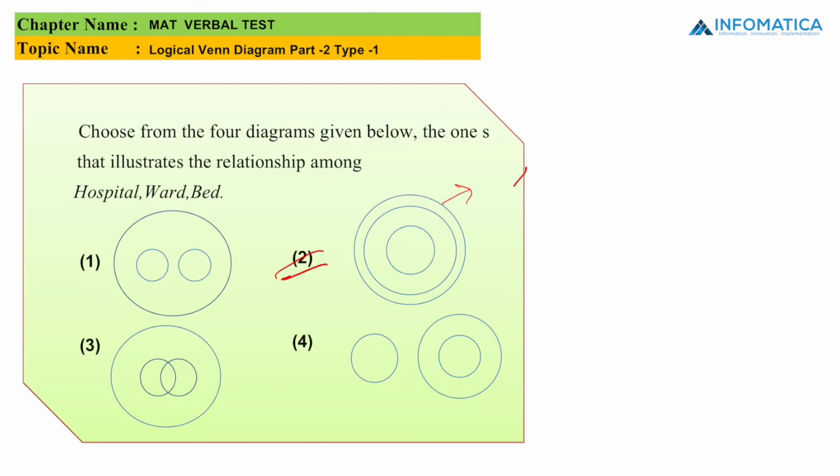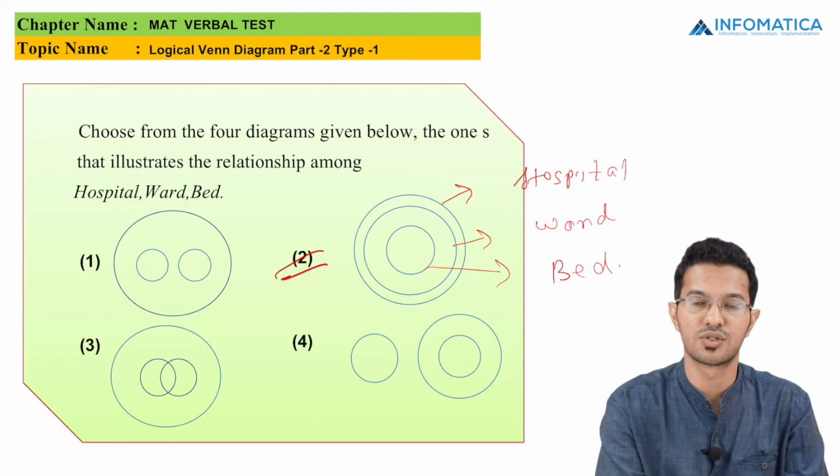So the bigger circle as usual is the hospital. The smaller circle is consisting of a ward, whereas the innermost circle is consisting of a bed. So the answer to this question is option 2.